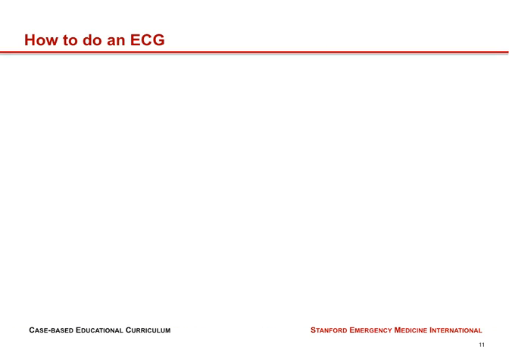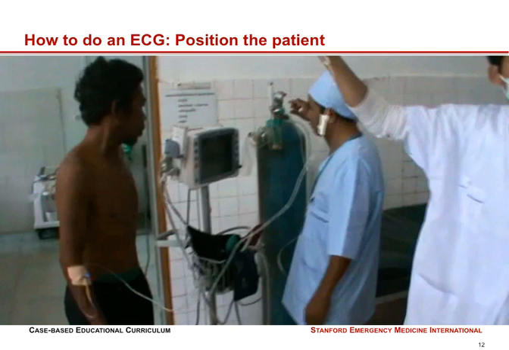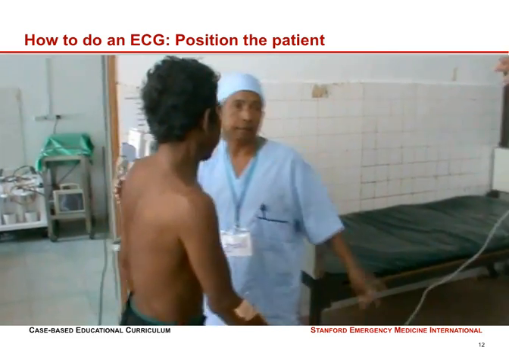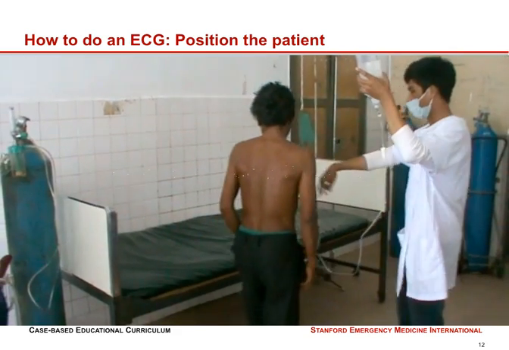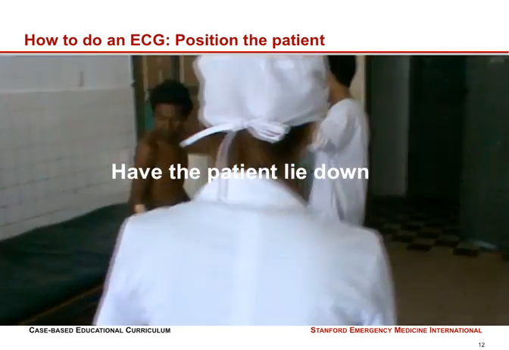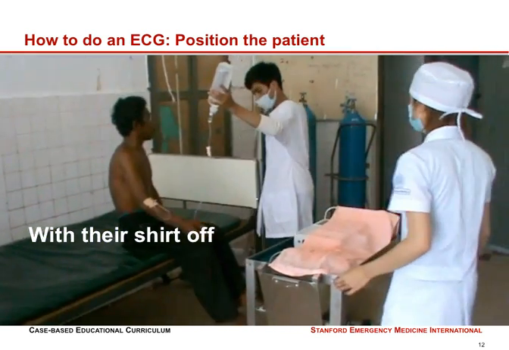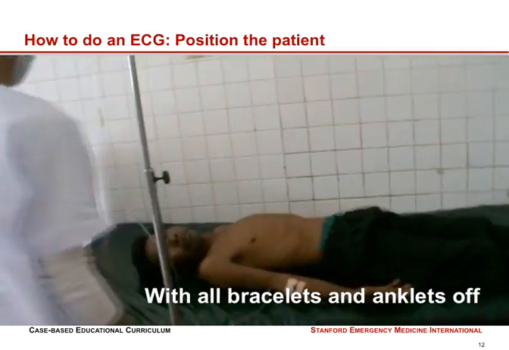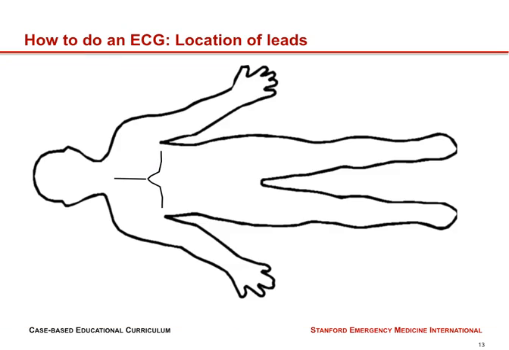Now let's talk a little bit about how to do an ECG. The first thing you want to do is position the patient properly. Here we have a patient coming into the emergency department. He's being directed to lie down. You want to have the patient lie supine with their shirt off and with all bracelets and anklets off of their body. You also should be familiar with the location or position that you will put each lead on the patient. The left arm, the right arm, the left leg, and the right leg together comprise the limb leads.